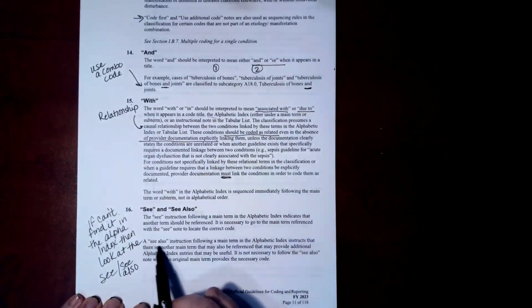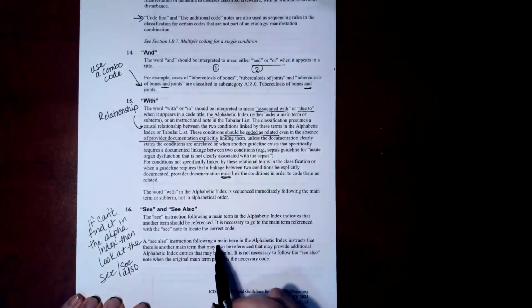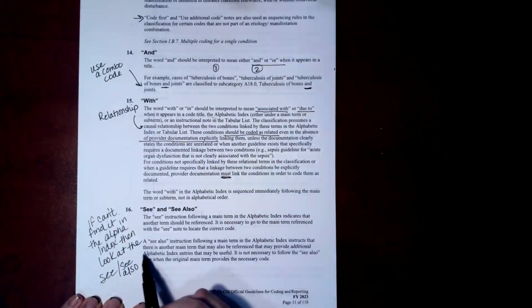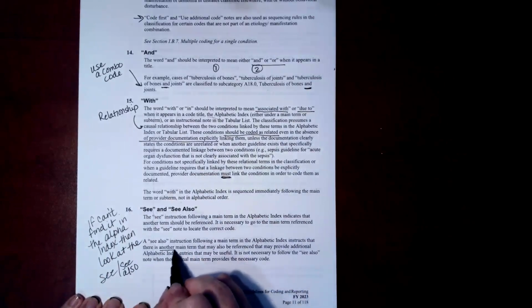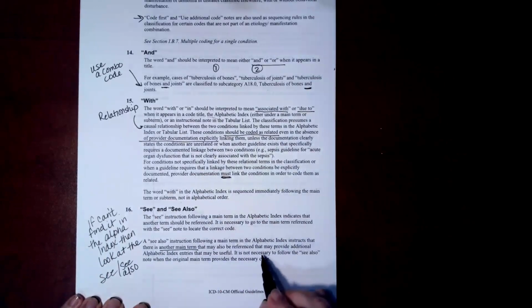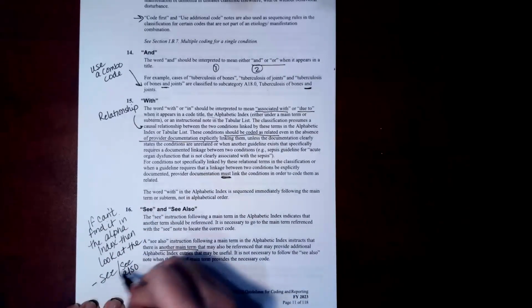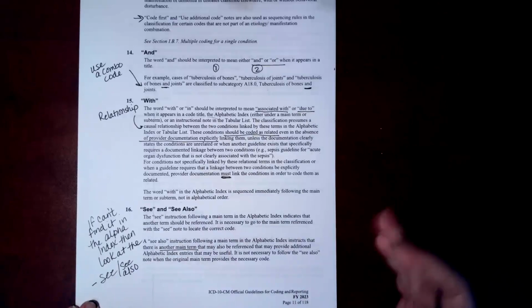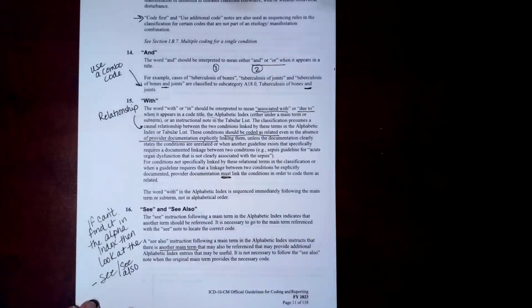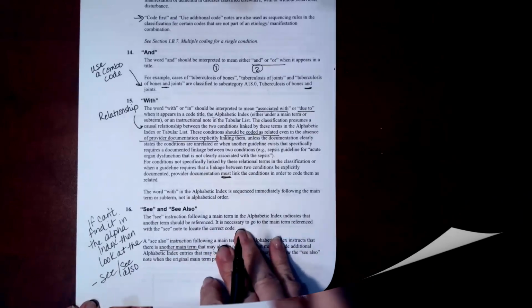The term "see also" instructs the following: a main term in the alpha index instructs that there is another main term that might also be referenced. If you can't find it in the alpha index, then look at the "see" or the "see also." That is another place that you might be able to find the code that you're looking for.